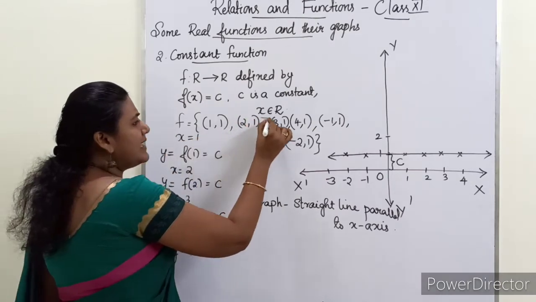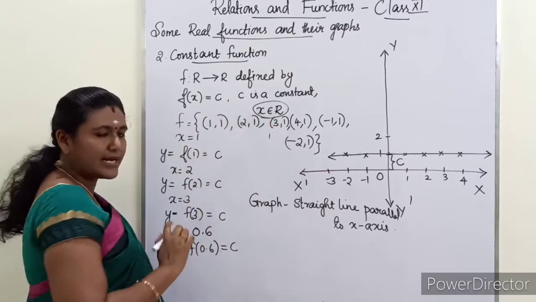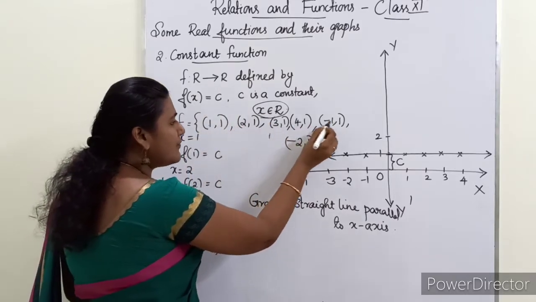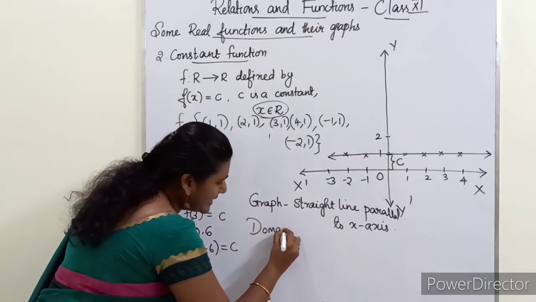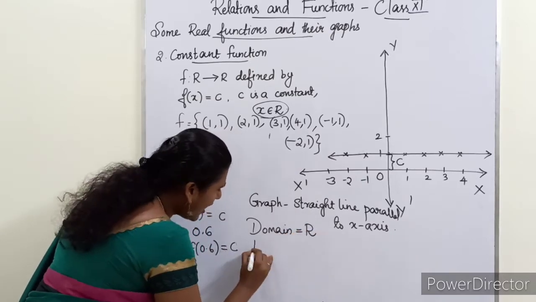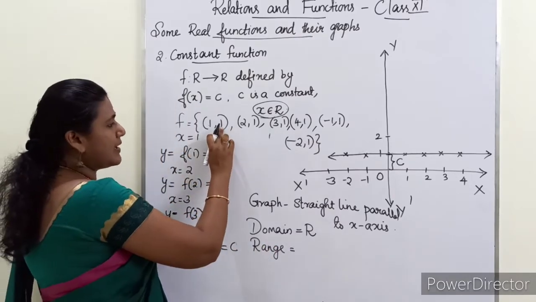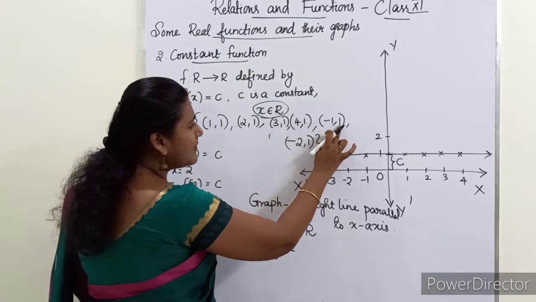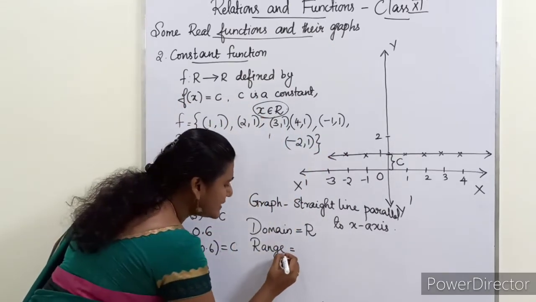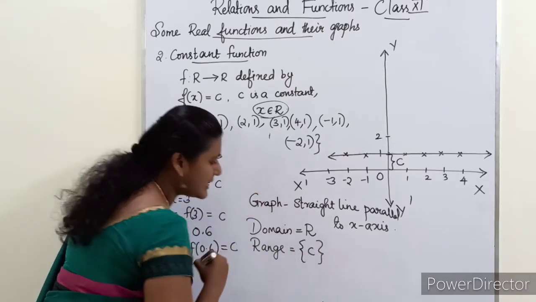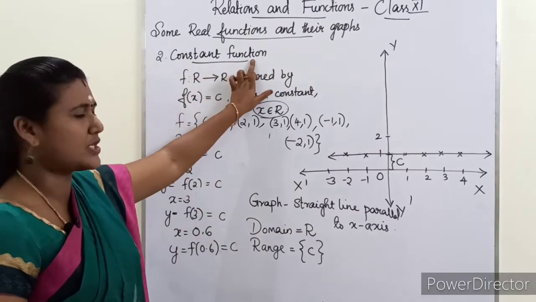Now we will see what the domain and range of this function are. Domain means you can take any value for x, that is, any real number. In these ordered pairs, even decimals you can take. So the domain will be R only, the set of all real numbers. But what about the range? Range is the collection of all the second elements in the ordered pairs. Here, if you see the second element, we are getting the same value, that is 1, the value of c. So the range will be only one value, that is the set {c}. So this is the domain and range of the constant function.